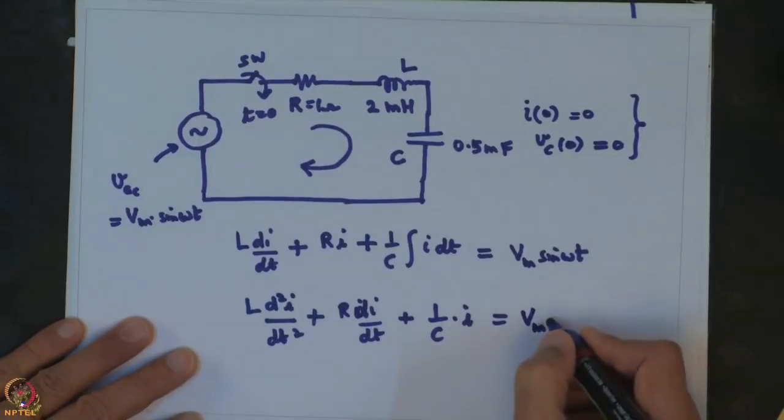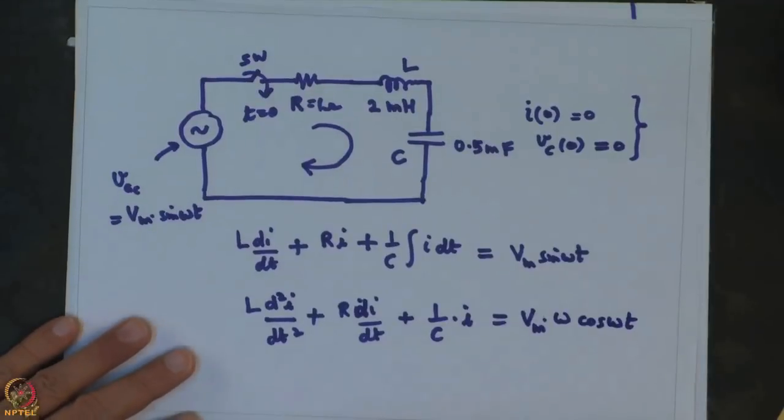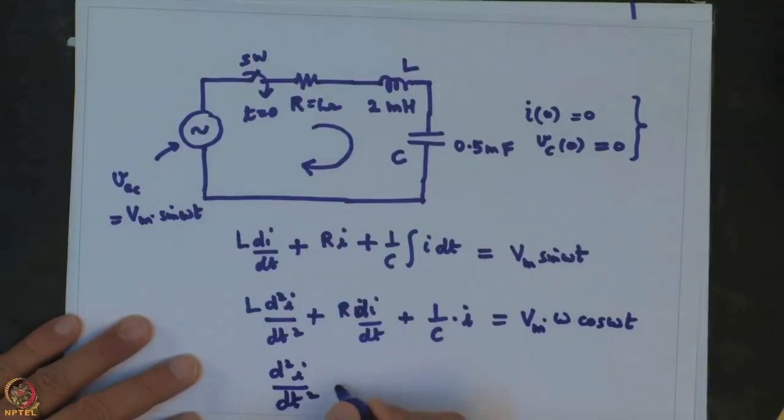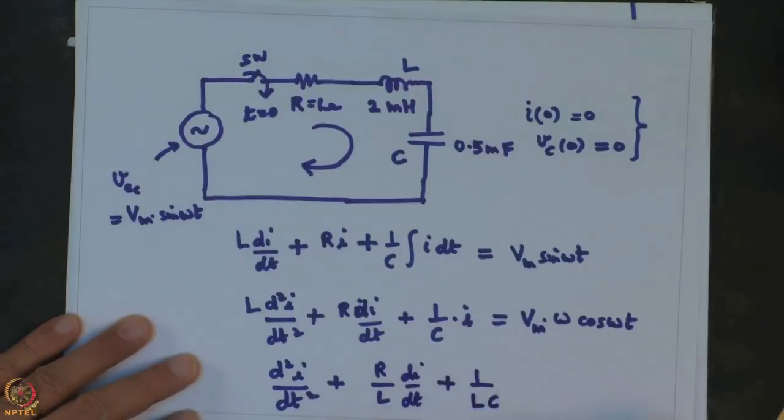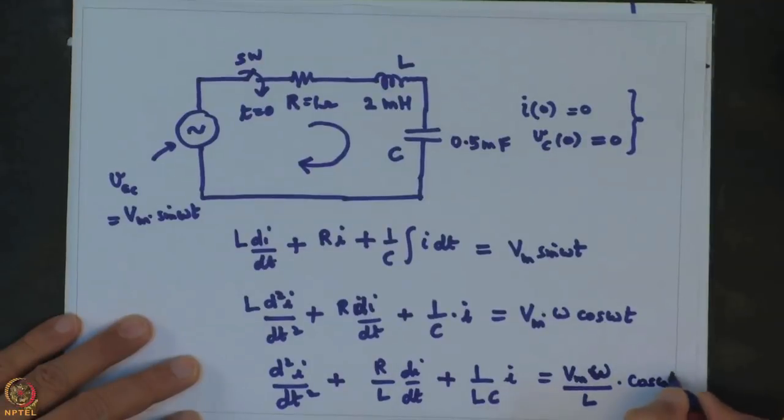So taking the derivative, this is what we get, and by rearranging these terms we can write this in a slightly more organized form. As you can see, d squared i by dt squared plus R by L into di by dt plus 1 over LC into i is equal to Vm omega by L into cos of omega t.